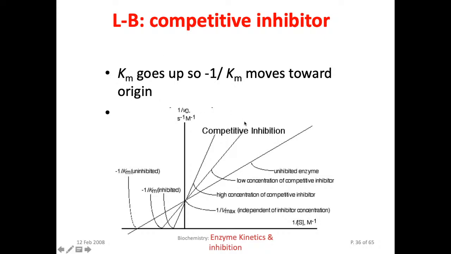So here we can see in the competitive inhibition, as we suggested, the Vmax does not change, but your Km is changing, right? This is the normal case, the first line here. This is an uninhibited enzyme, and then with a low concentration, and then a high concentration of inhibitor. The slope is changing, but your Vmax is not changing. It's independent of inhibitor concentration. Km is actually increasing, but according to the graph, minus 1 by Km will move towards the origin.